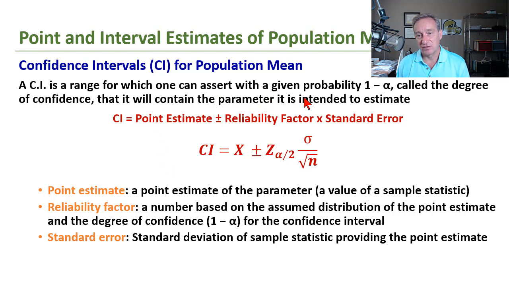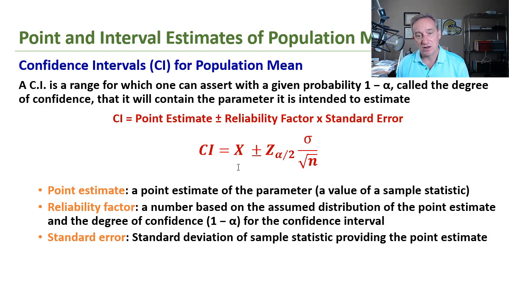That's the range for which we can assert with some given probability of 1 minus alpha, called the degree of confidence, that it will contain the parameter intended to be estimated. So our confidence interval here is defined by the point estimate plus or minus what the CFA is calling the reliability factor, which we've denoted here with the normal Z. That's going to be a normal distribution quantile that's a function of the desired confidence. It acts as a multiplier on the standard error, which again is the standard deviation of the sampling statistic, which in this case happens to be the sample mean.